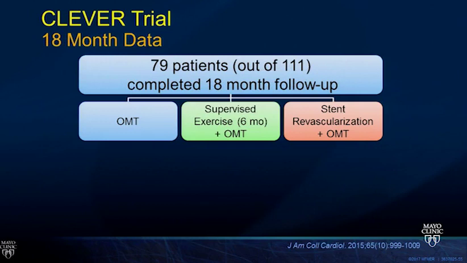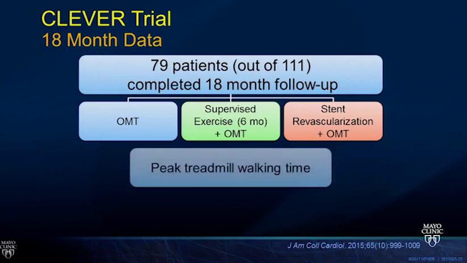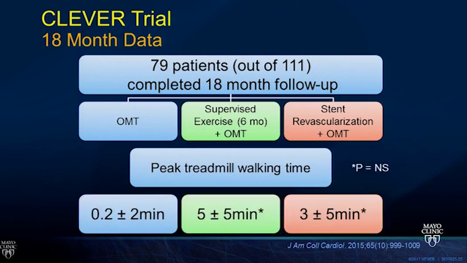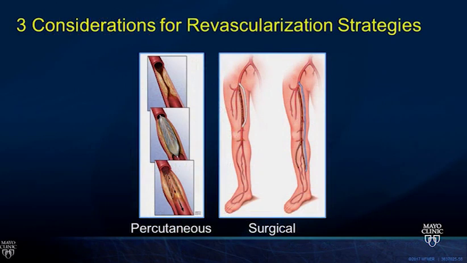There is now 18-month data for the CLEVER trial, and 79 patients out of that initial 111 completed the follow-up. What they found is that if you just look at the treadmill walking time at 18 months, it was really similar between the exercise group and the stent group, and definitely better than just doing OMT. So we don't have to feel like we need to rush into revascularizing even this aortoiliac group that we otherwise kind of want to jump at revascularizing. We can take a step back, focus on OMT and exercise therapy.